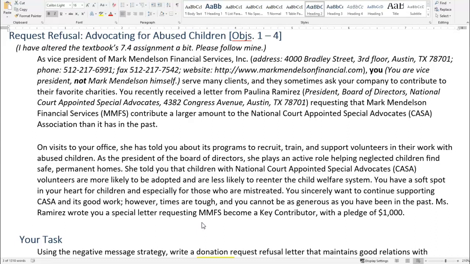Perhaps you've already allotted money for MMFS, but you've already given all of your charitable contribution budget out, and your company will have to wait until next year for the next budget. So just think about those kinds of options. Again, when you are telling the reasons why you have to say no and implying no, think about that.